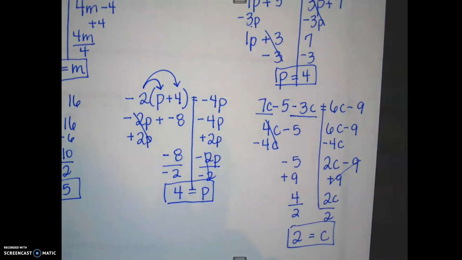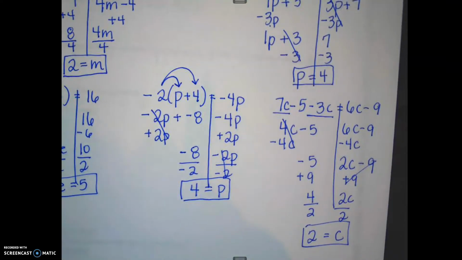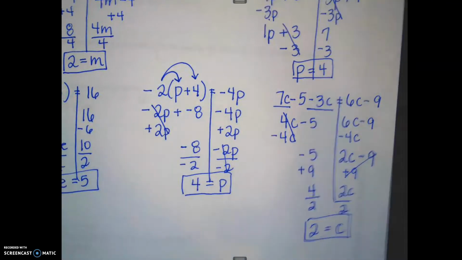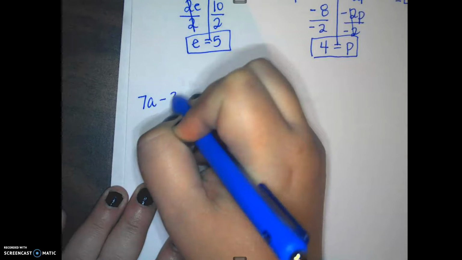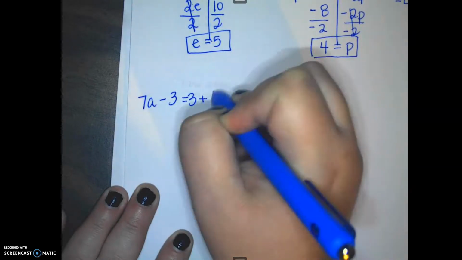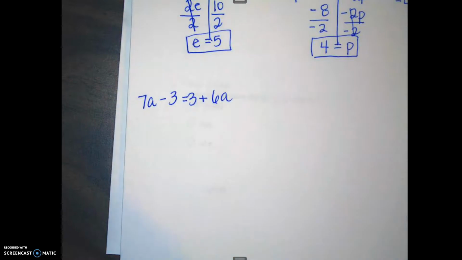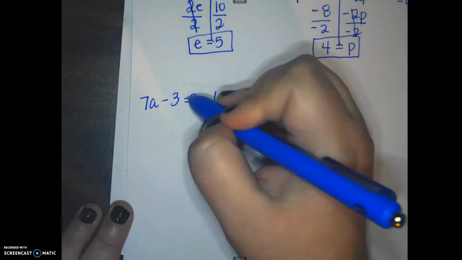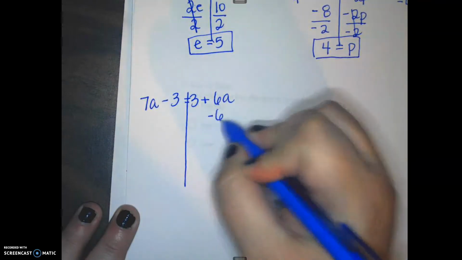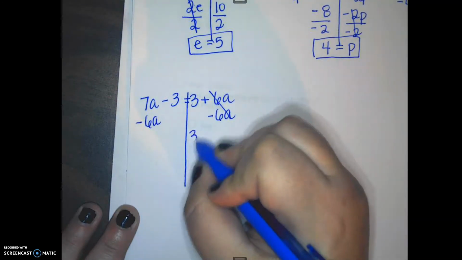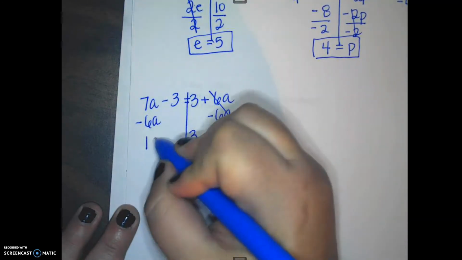All right, let's go down. We have 3 more problems we're going to do, hopefully. We have 7a minus 3 equals 3 plus 6a. So I'm going to ask, do I have parentheses? No. Do I have multiple variables on one side? No. So all I need to do is move my smaller. So I have 6 and 7. 6 is the smaller coefficient. Coefficient is the number in front of a variable. 7 minus 6 is 1a.